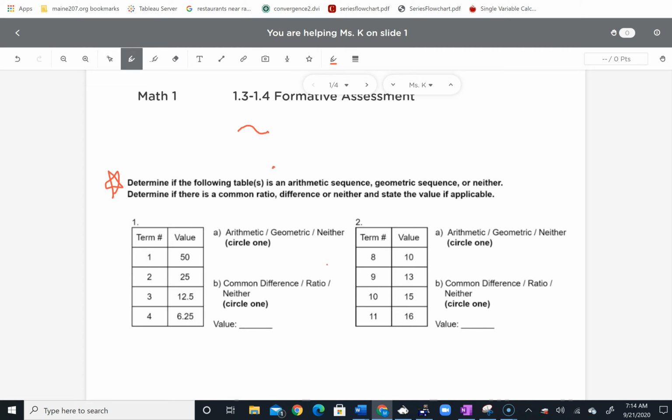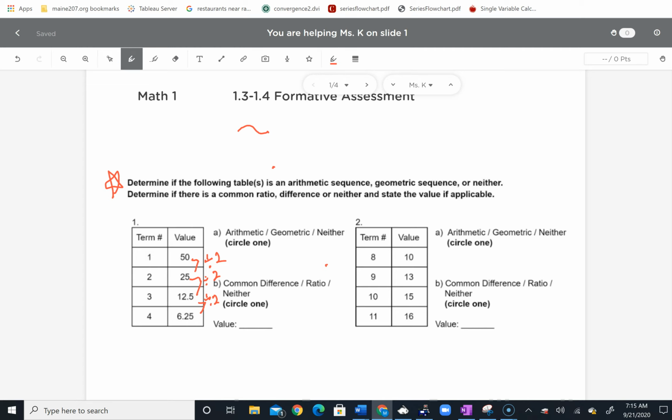Well, as we're looking at this first table, I hope you can see going from 50 to 25, we're dividing by 2. Likewise, 25 divided by 2 would be 12.5. And if we divide by 2 yet again, we would see that we jump down to 6.25. By the way, just to help you, you know that these numbers are decreasing. They're getting smaller and smaller. So naturally, you think, well, this could either be related to division or subtraction.